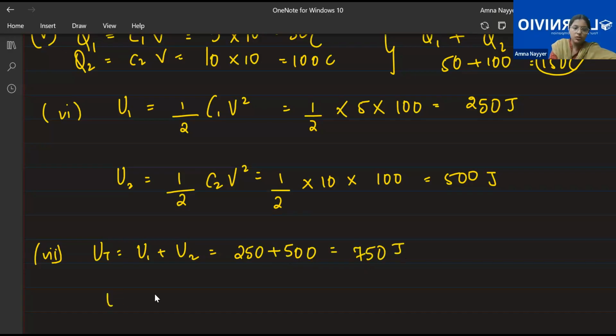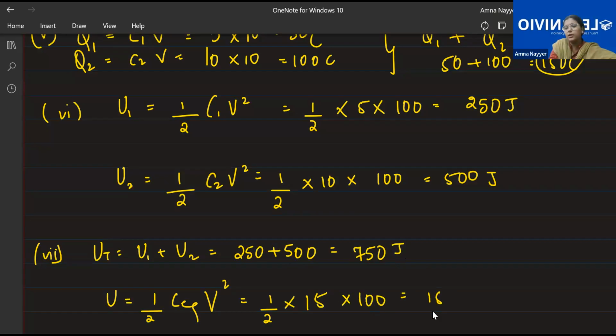Or you can use this also: half into C equivalent into V square. So half into C equivalent, which was 15. Sorry, half CV square, and this will be 100. 1500 divided by 2 is 750.